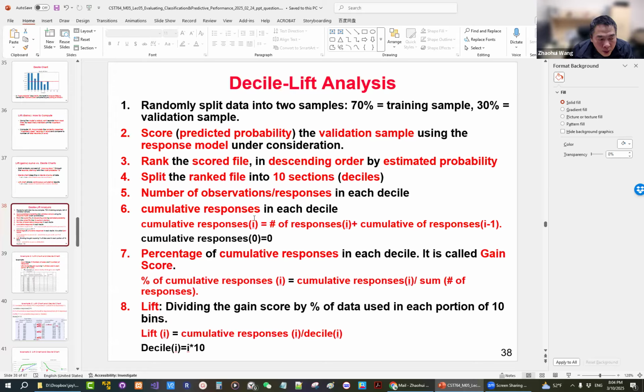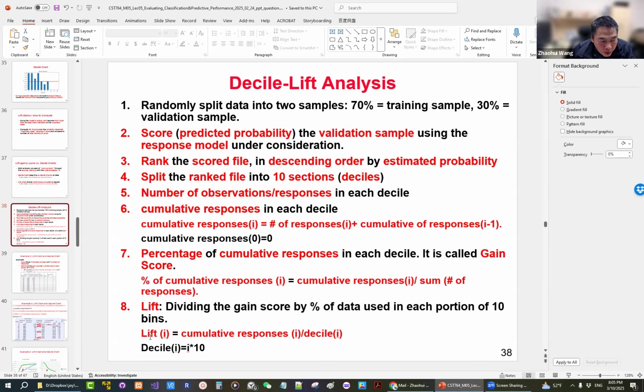Then we can calculate the cumulative responses in each decile. That is equivalent to the number of responses plus the cumulative responses of the previous decile. For the first decile, the cumulative response will be 0 plus its own responses. Then we can calculate the percentage of the cumulative responses over the total sample responses.